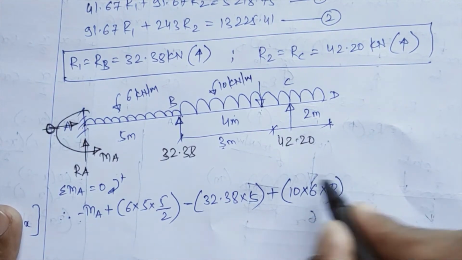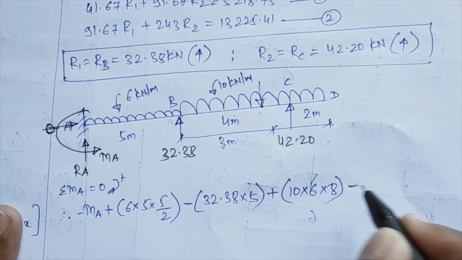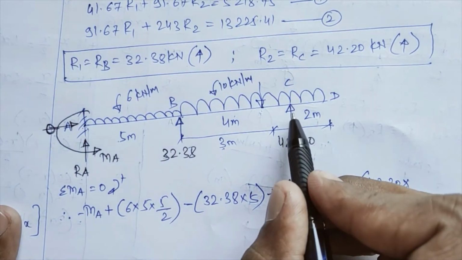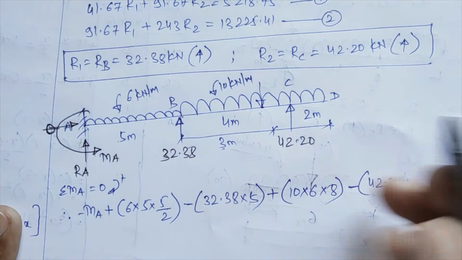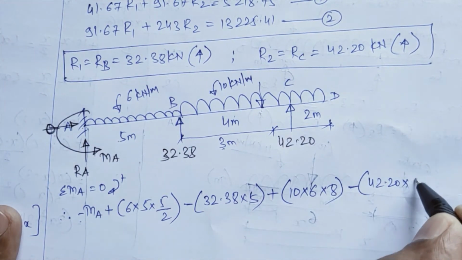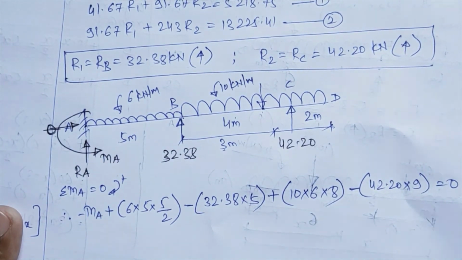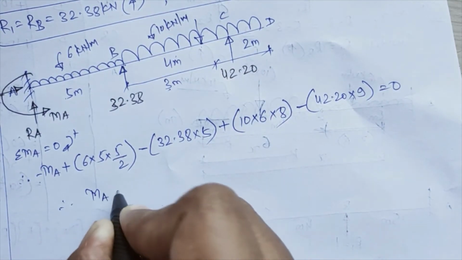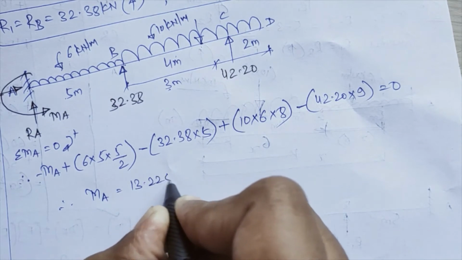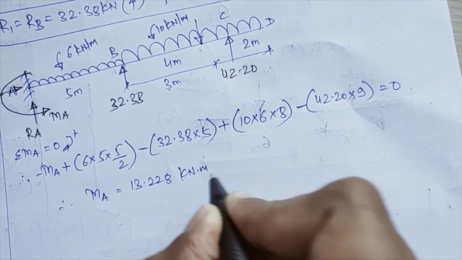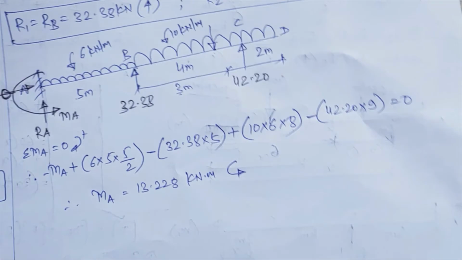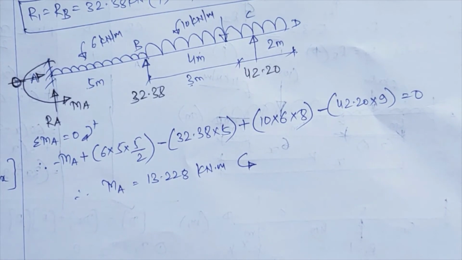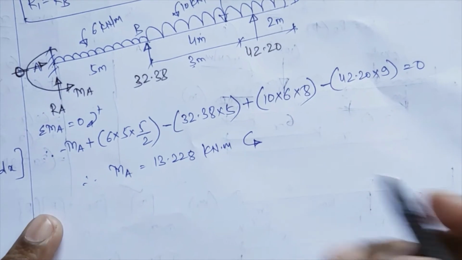Okay, and that is positive moment, minus 42.20. Moment of RC will be anti-clockwise, so it is negative: 42.20 into 5 plus 4, that is 9, is equal to 0. So from this I have got MA equal to 13.228 kilonewton meter, and positive, that means my assumed direction is again correct. MA is acting in anti-clockwise direction over there, right?